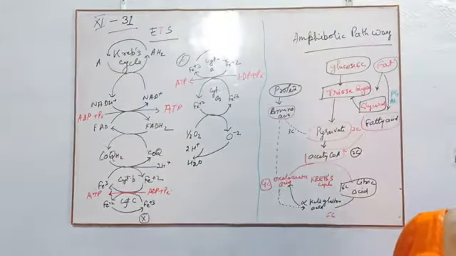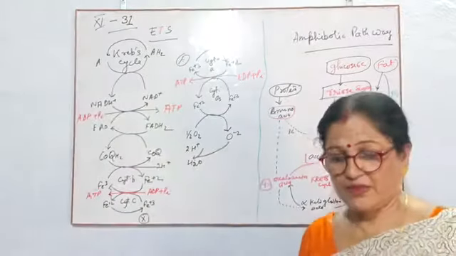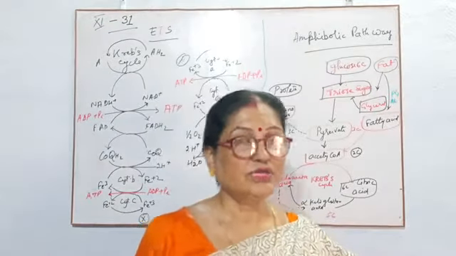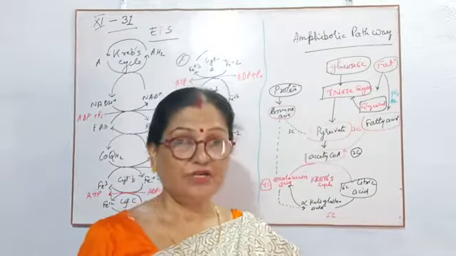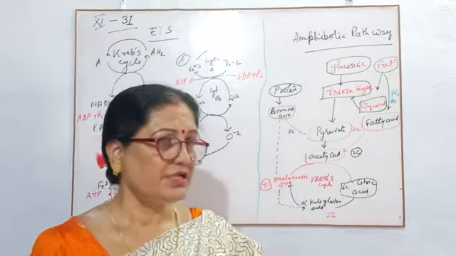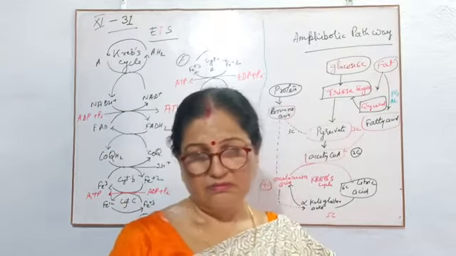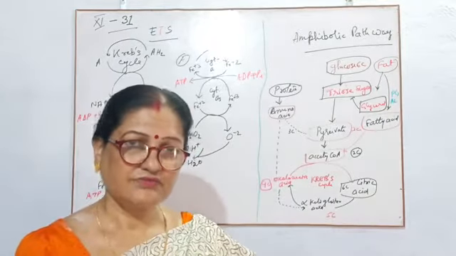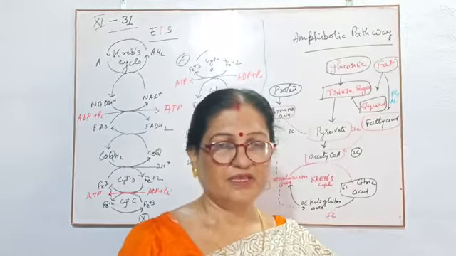Now children, amphibolic pathway. As children, according to chemistry, you studied about amphoteric oxides or amphoteric elements, those which can react with the acids and bases both together.